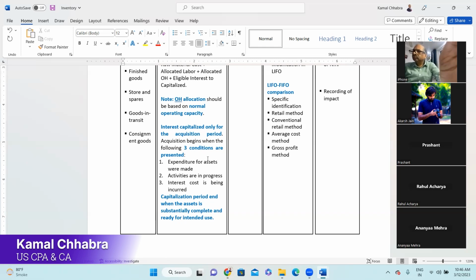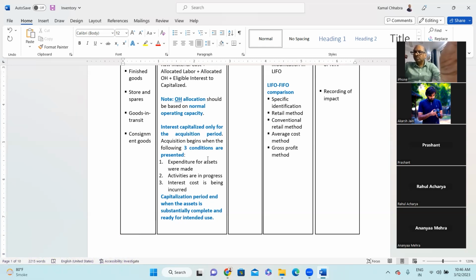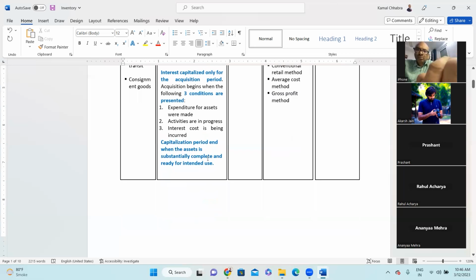It should not be like if your capacity is underutilized, then allocation would be more, and if your capacity is overutilized, then allocation would be less. Hence you always need to consider the overhead allocation based on the normal capacity. You will never consider the overhead allocation on underutilized capacity or overutilized capacity. Make sense? Yes, sir.